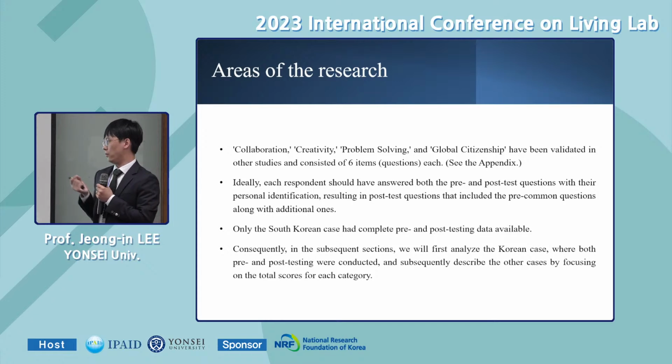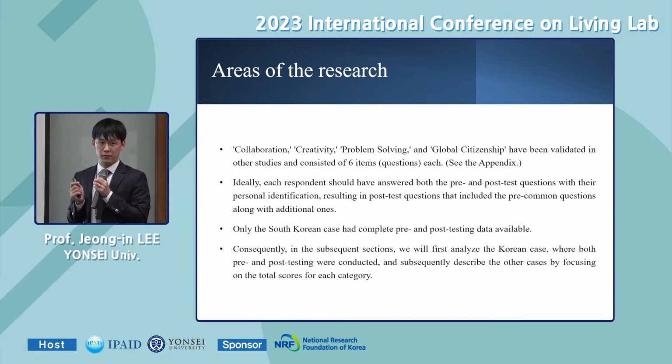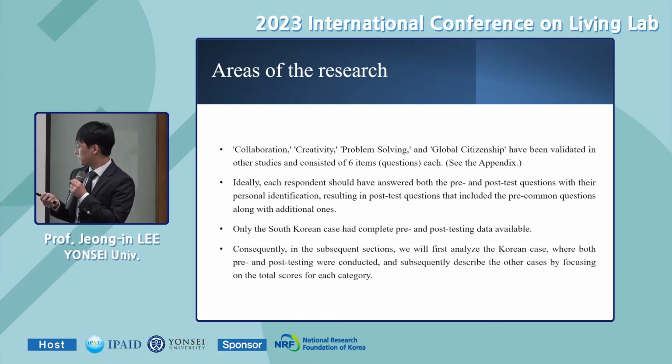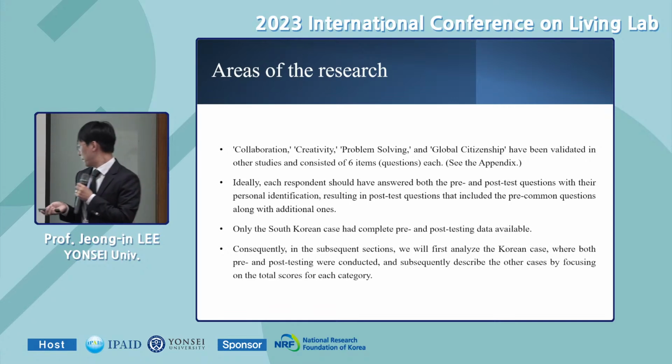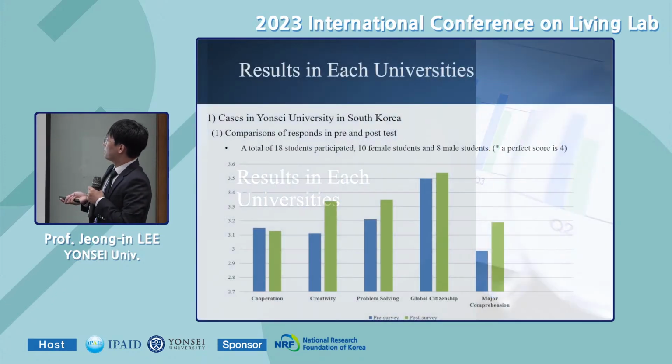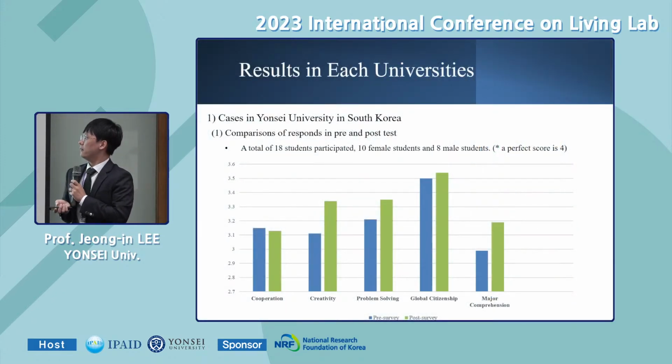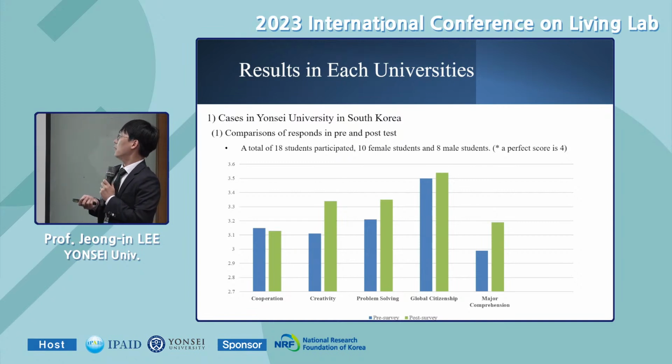But in the presentation, I can show some overall outcomes of the Yonsei University students' living lab, and just the scores for the questions in the post-survey in the other universities. So the first case is Yonsei University in South Korea. The total number of respondents is 18: 10 female students and 8 male students.